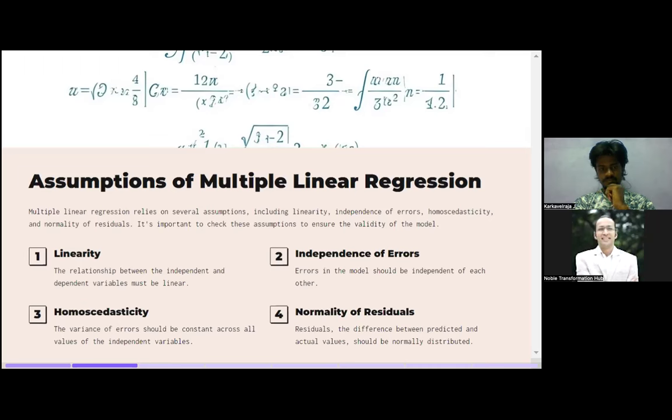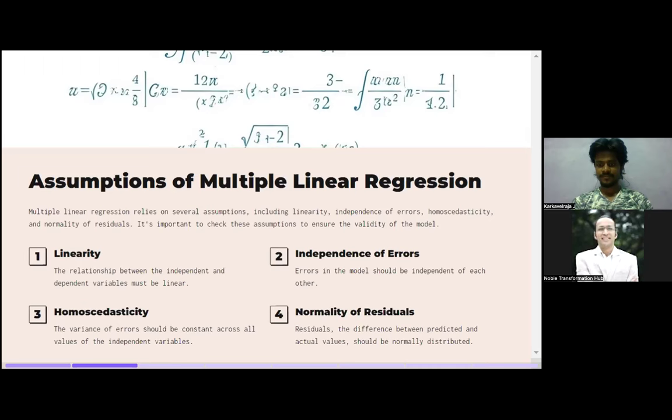Homogeneity, the variance of errors should be constant. The word homo comes when it is constant, it is similar. So across all values of independent variables, that is what homogeneity is. Then we have normality of residuals, where residuals, the difference between predicted and actual values, should be normally distributed. So normality should be there, and that is what is called normality of residuals.